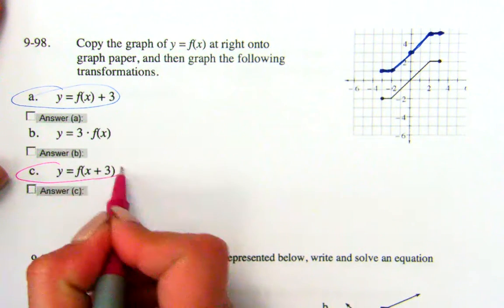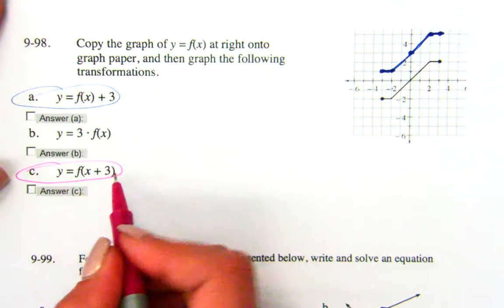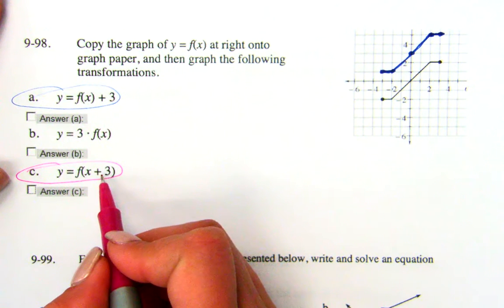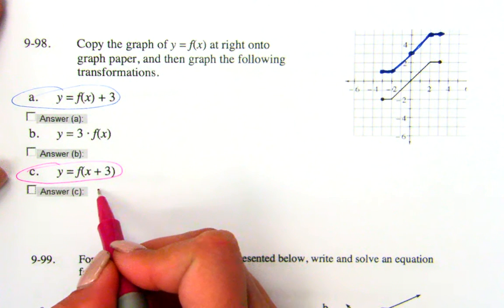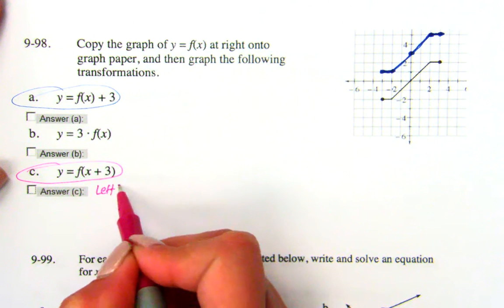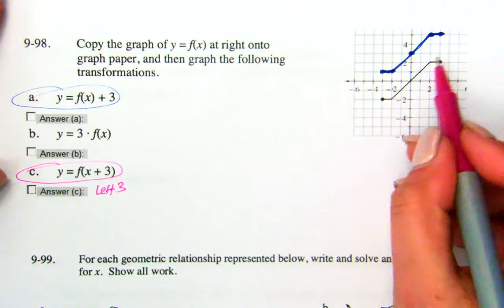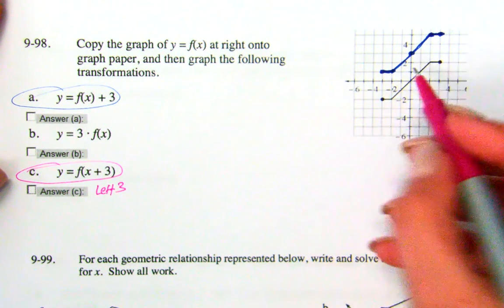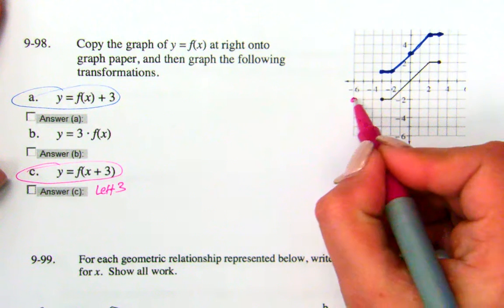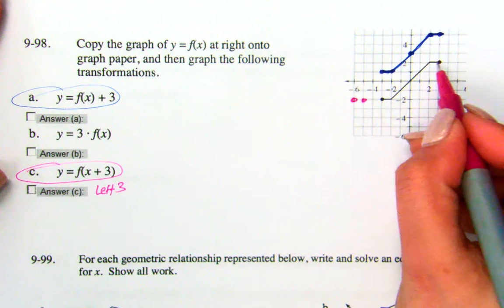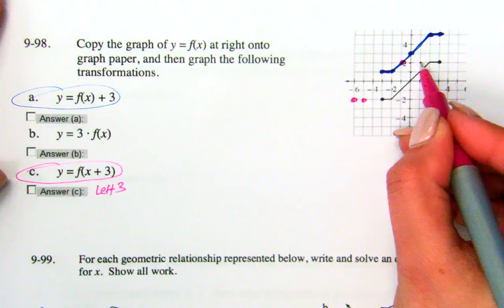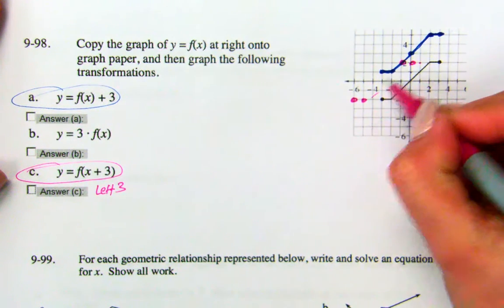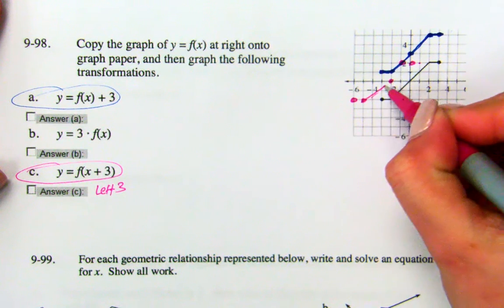to do. So c, which is f of x plus 3, it's inside the parentheses, so you're actually doing the opposite. So we're going to go to the left 3. So we're going to take this function, we're going to move it to the left 3. So we have 1, 2, 3, and everything moved to the left.